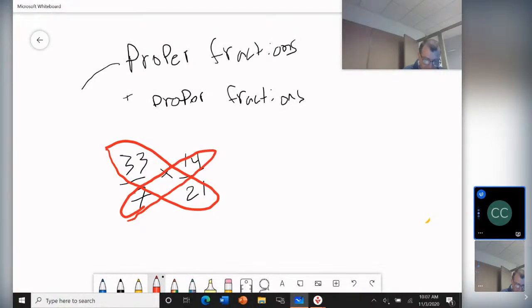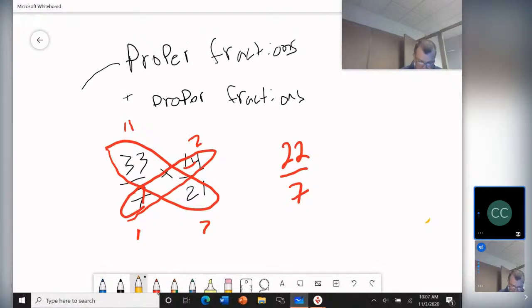So if you do 3, it goes in there 11 times. 3 goes into 7 21 times. 7 goes in there once, and 7 goes into 14. So what you get is 22 over 7. Improper fraction, because the top is bigger than the bottom.